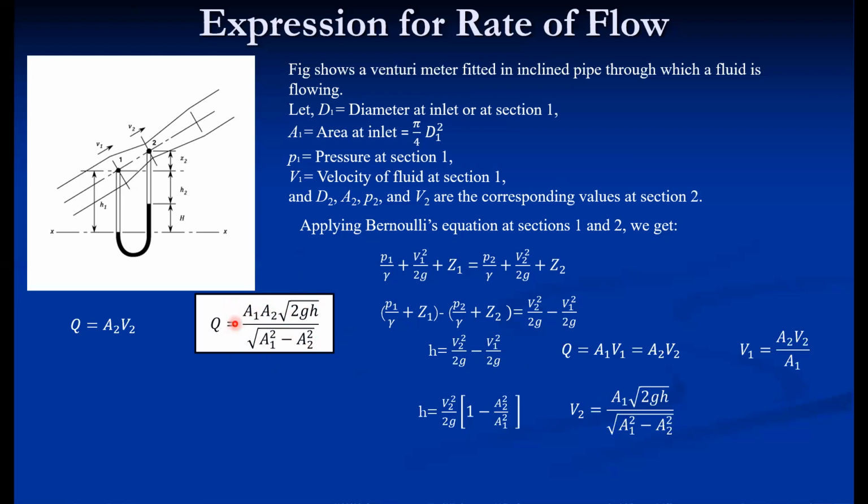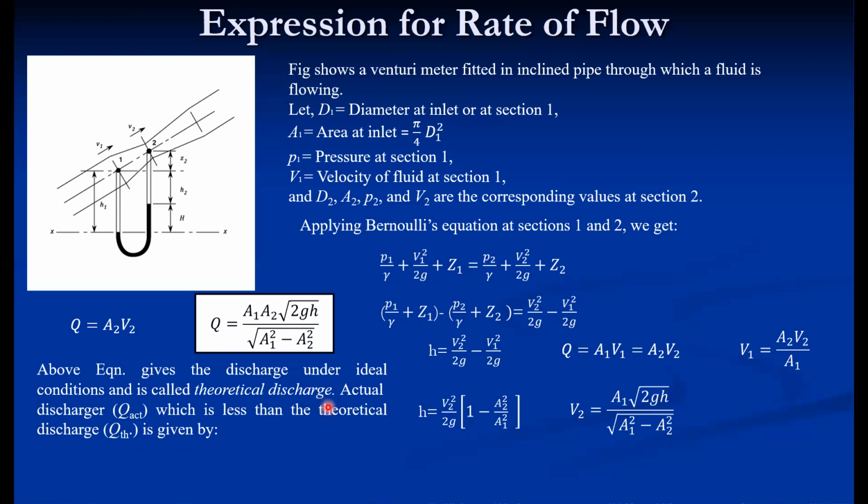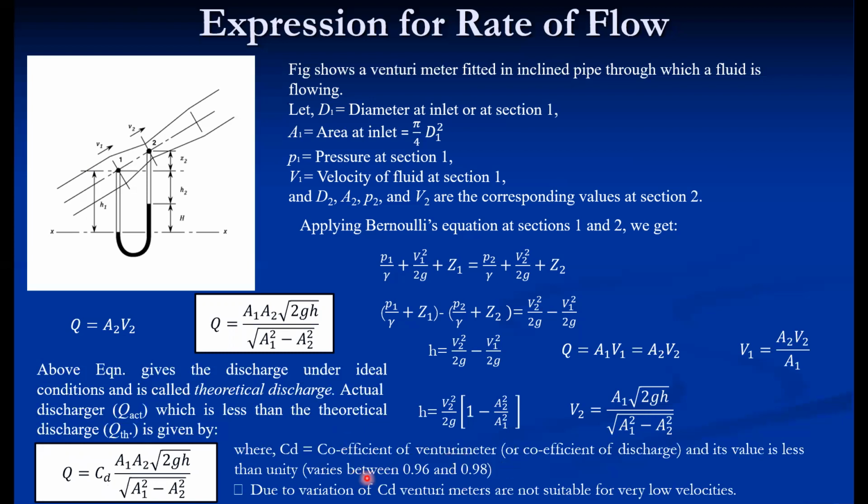While deriving this equation, we have used Bernoulli's equation, which doesn't take into account the losses. So this discharge is obviously a theoretical discharge, for ideal conditions. The actual discharge is less than the theoretical discharge because of the losses. That is obtained by multiplying by a correction factor, CD, called the coefficient of discharge. So Q is equal to CD A1 A2 under root 2 g H upon A1 square minus A2 square. In today's experiment, we have to determine this CD value, where CD is the coefficient of discharge of the venturimeter.